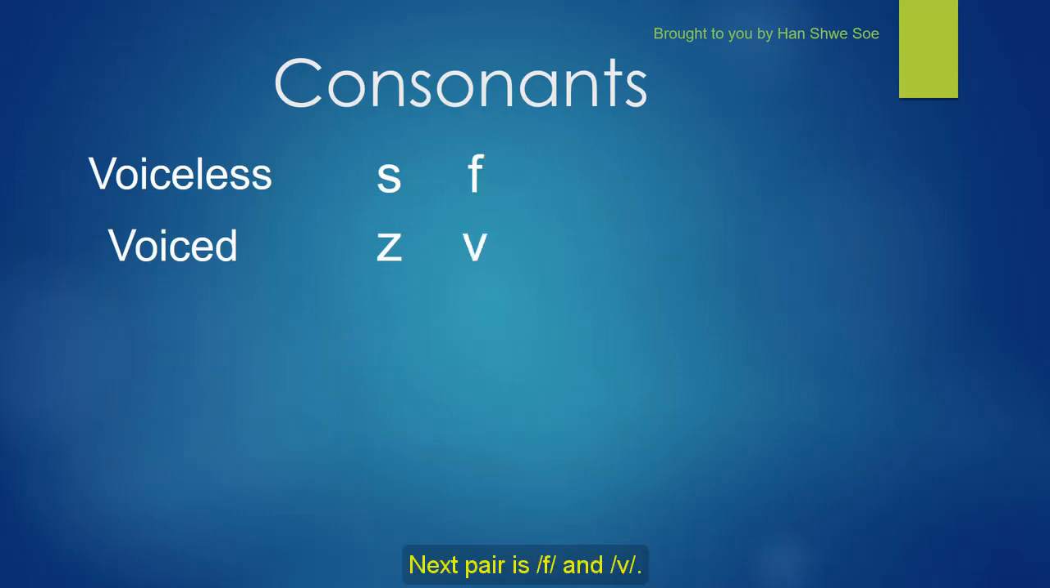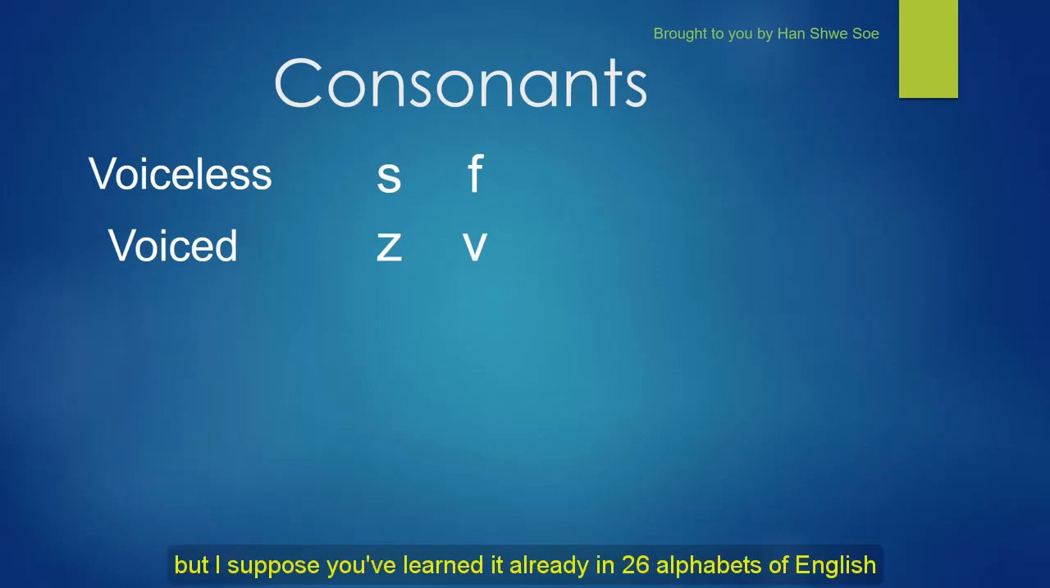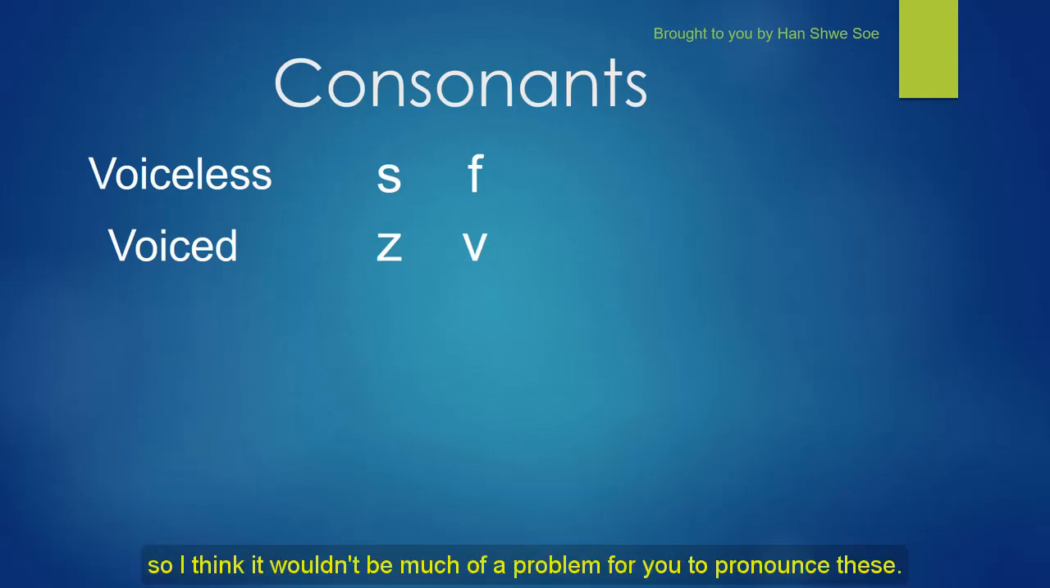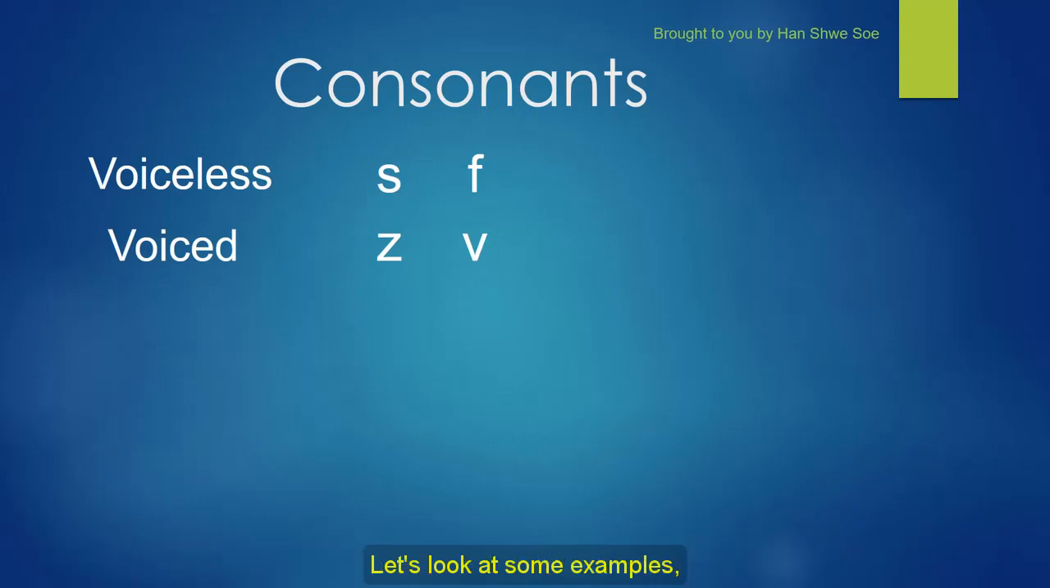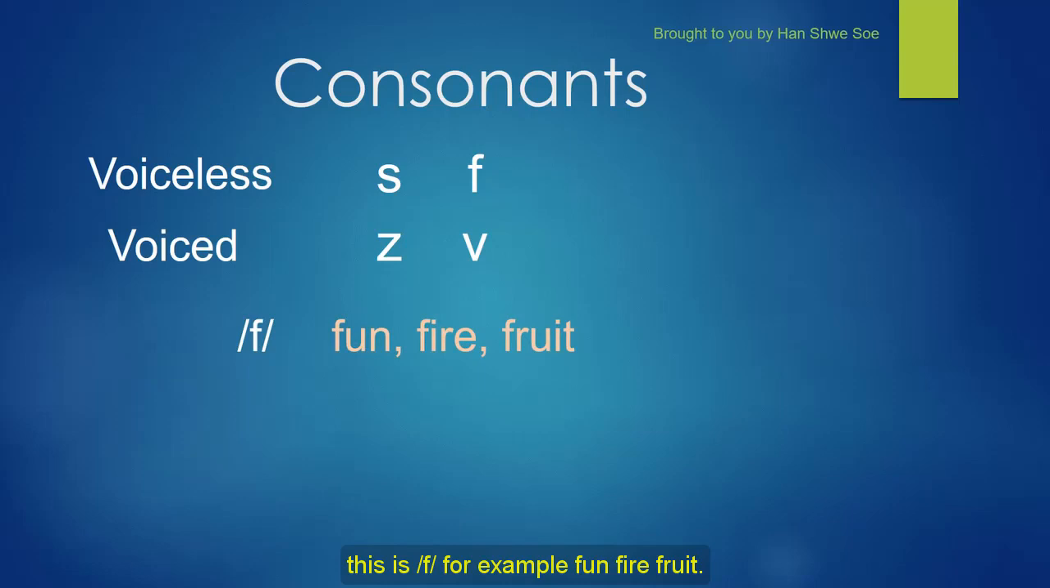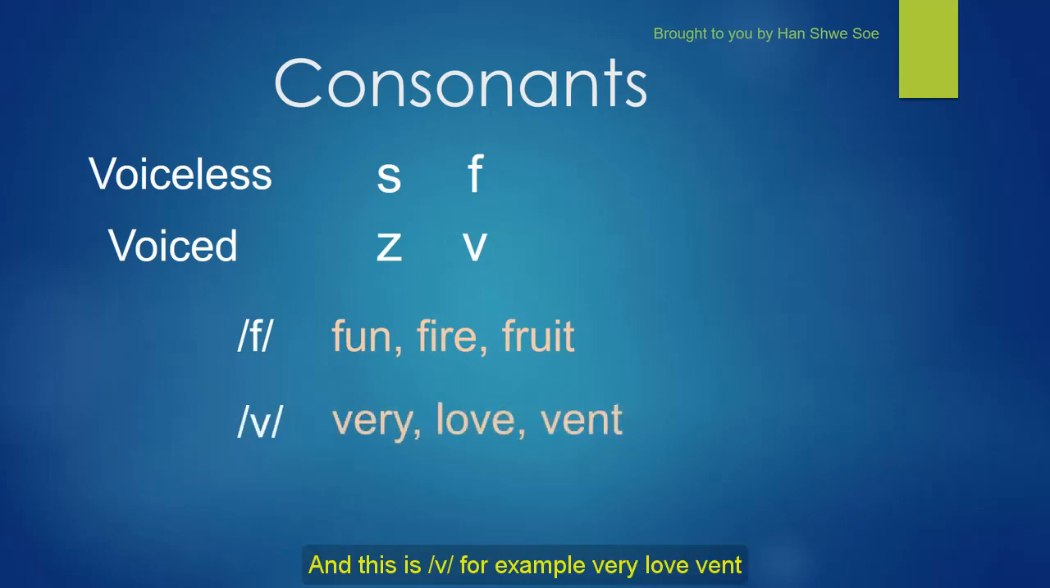Next pair is f and v. We don't have an equivalent sound in Burmese, but I suppose you've learned it already in the 26 alphabets of English. So I think it wouldn't be much of a problem for you to pronounce these. Let's look at some examples. This is f, for example, fun, fire, fruit. And this is v, for example, very, love, vent.